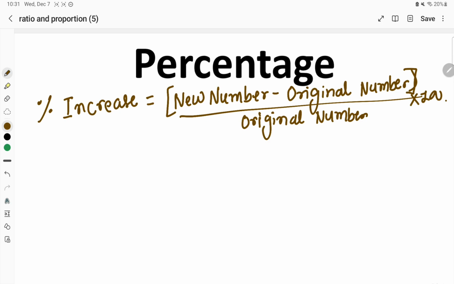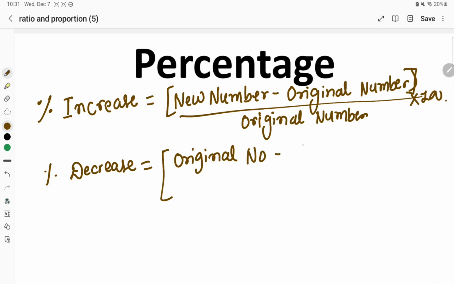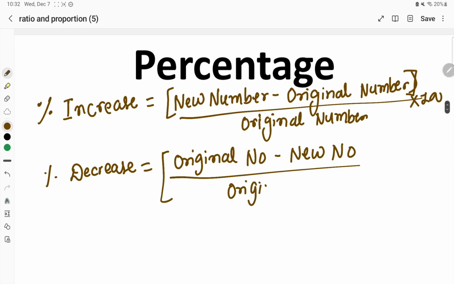This is the formula for the percentage increase. Now what will be the formula for the percentage decrease? Percentage decrease is nothing but original number minus new number, completely opposite. Okay, there is a decrease in the percentage, which means the number coming later, that is the new number, is less than the original number. This is the thing that we have to understand over here. And upon the original number into 100. These are the two formulas.